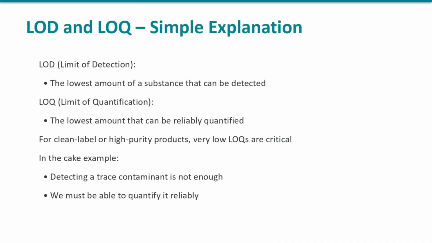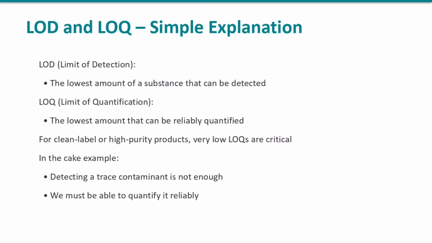The limit of detection is the lowest amount of a substance that can be detected, but not necessarily quantified accurately. The limit of quantification is the lowest amount that can be measured reliably with acceptable accuracy and precision. For clean label or high purity products, very low limits of quantification are especially important. Detecting a contaminant is not sufficient. It must be quantified reliably to support quality decisions.